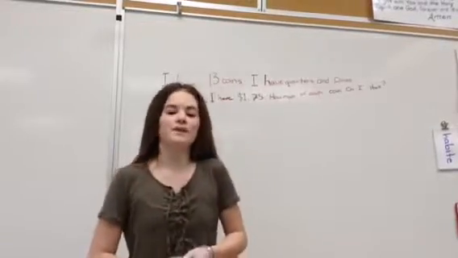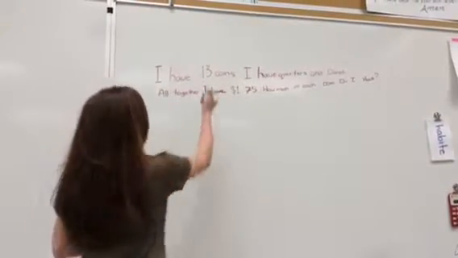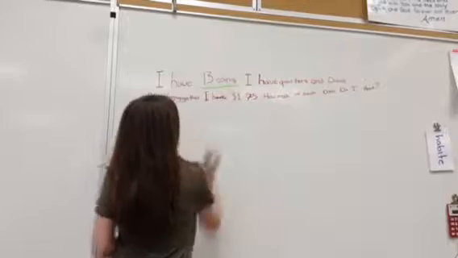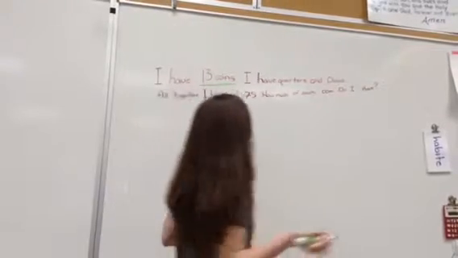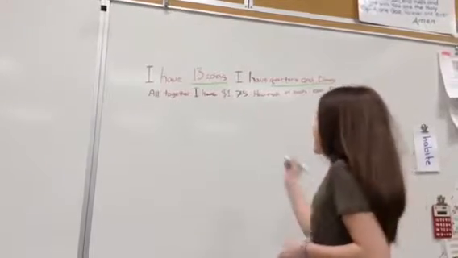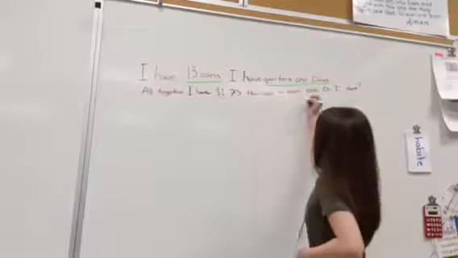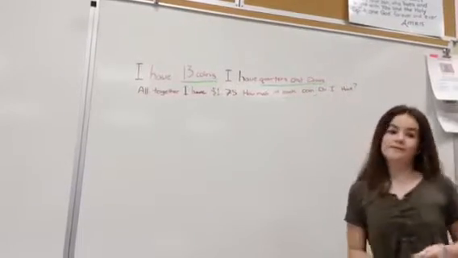So the first thing I'm going to do is highlight the important words and numbers in this question. The first one is 13 coins, because we're using 13 coins. Quarters and dimes, because those are the coins we're going to be using, and $1.75, because that's what we're going to use. And how much of each coin, because that's what you have to find.